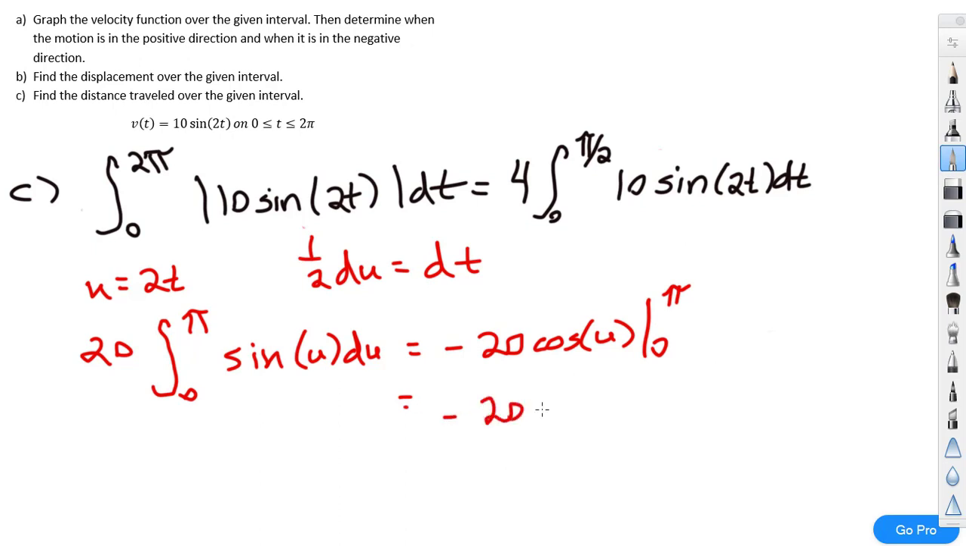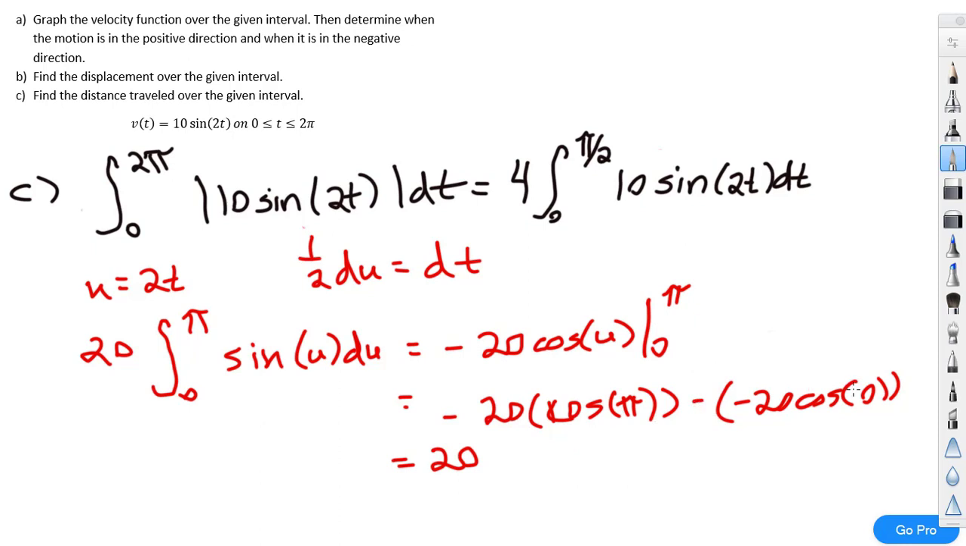So that would be negative 20 cosine of pi minus negative 20 cosine of 0. So let's see, cosine of pi is negative 1, so negative 1 times negative 20 is positive 20. Cosine of 0 is positive 1, so minus negative 20 would be positive 20. So the answer we should get is 40. Awesome. Great. So let's look at doing another example, only this time we're going to change our function.